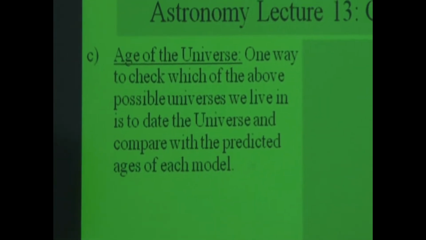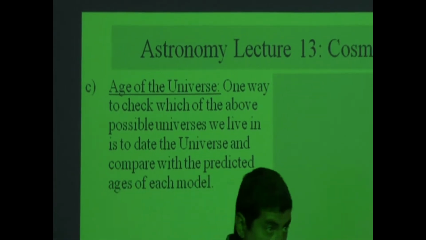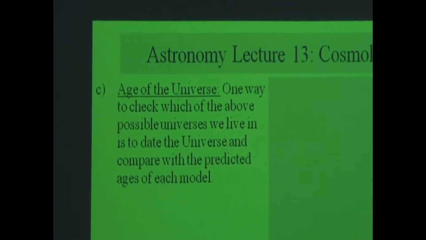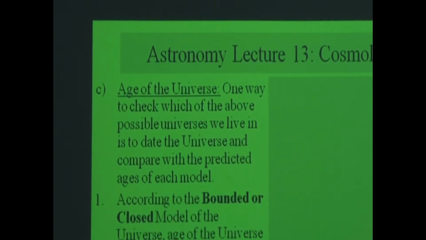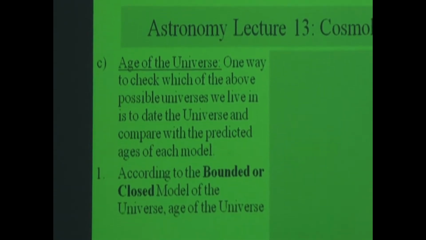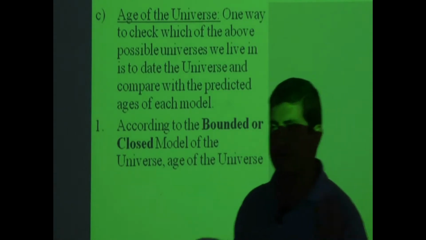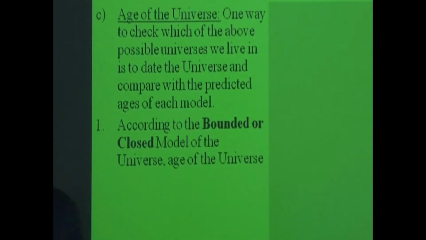The age of the universe. So now we know the fate of the universe is going to accelerate forever. How long ago was the Big Bang? So one way to check which of the above possible universes we live in is to date the universe and compare with the predicted ages of each model. How do we date the universe? Go and find different objects in the universe as old as you can.